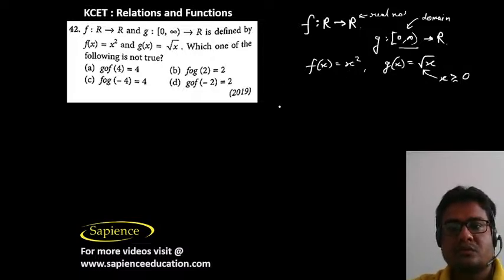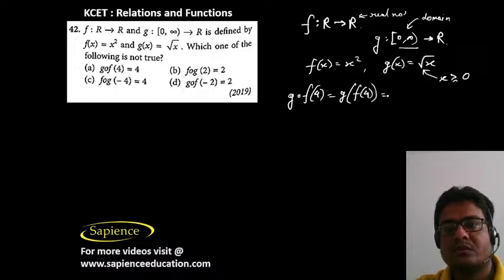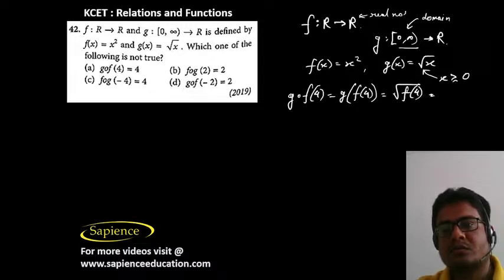Which one of the following is true? Now g of f of 4. g of f of 4 means g of f of 4. So that would be root over f of 4.